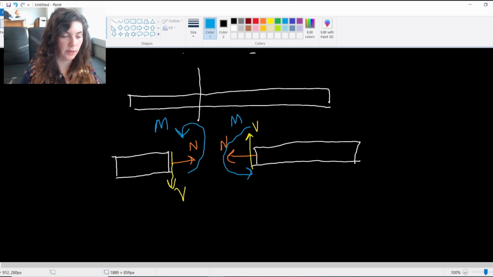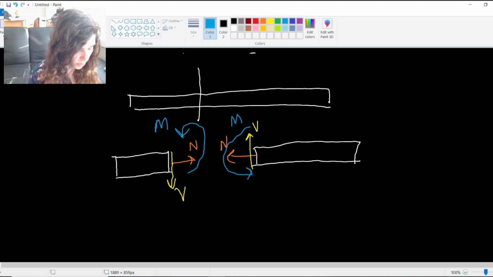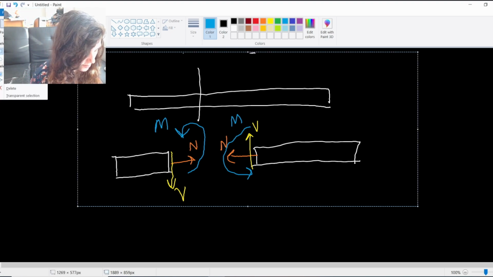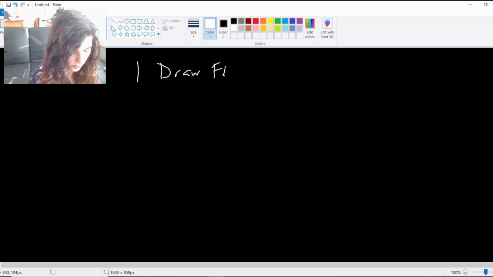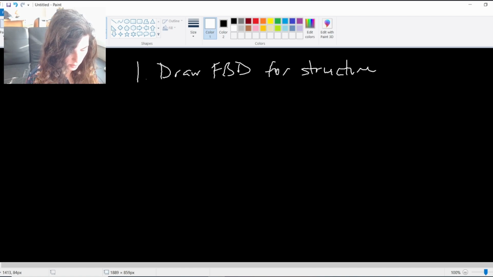So these are going to work a lot like our frames and machines problems that we were doing, and can be similar to our equilibrium of a rigid body, where we're going to go through this procedure of analysis. So our first step is going to be to draw the free body diagram for the full system and solve for the support reaction.